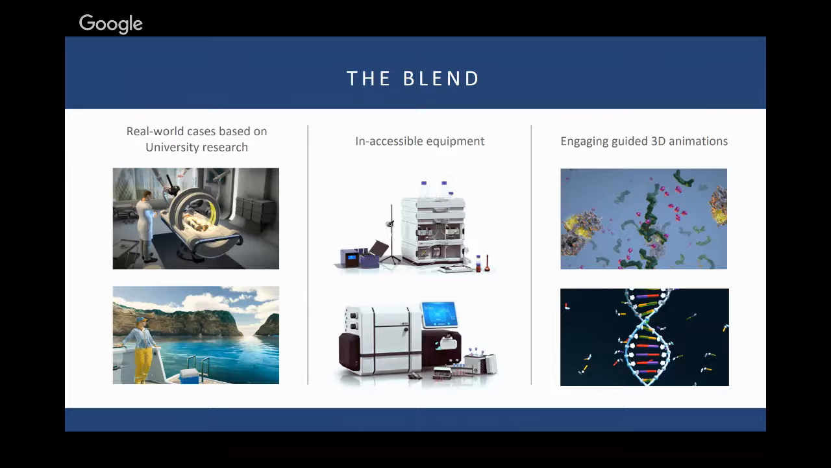And I invite you to go to our lab catalog that I'll show you in a few minutes to explore and see more about those.